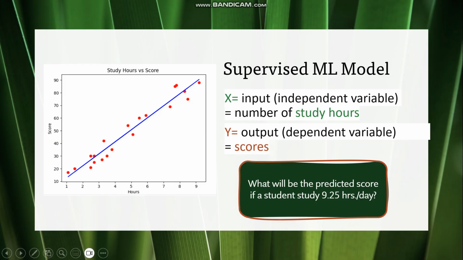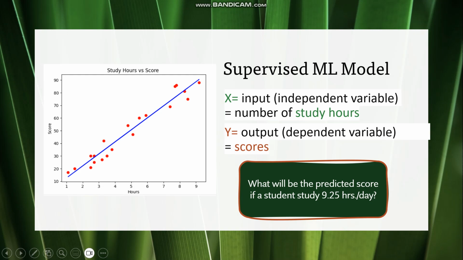In this project, we have two variables. x is our input, which is the number of study hours, and y is our output, which is the score. So on the basis of hours, we will get the score, and this is the linear regression plot that we are getting.